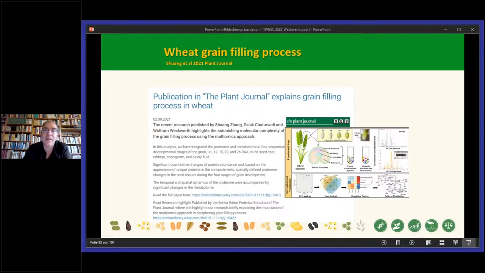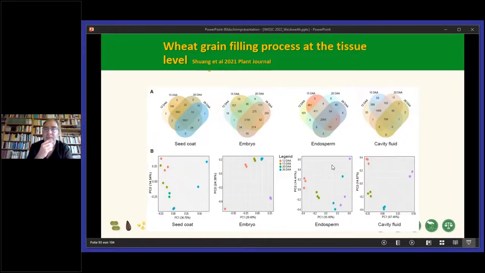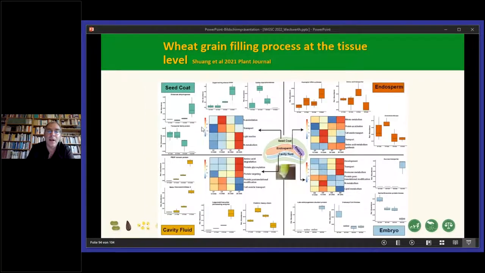So we investigated grain filling during different time points of the development, at 12 up to 26 days after anthesis. And we selected different tissues to understand the whole overall process in the wheat grain filling during these stages of grain filling. And we analyzed again thousands of proteins in the different tissues. They were nicely separated on the different time points. We identified several very strong dynamics.